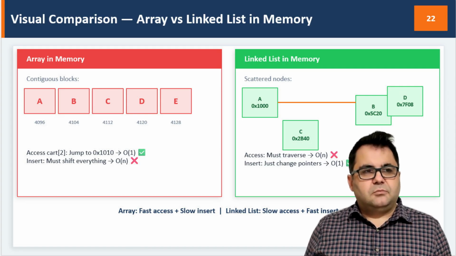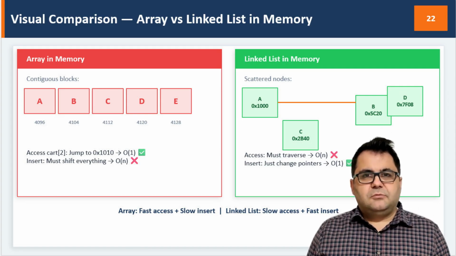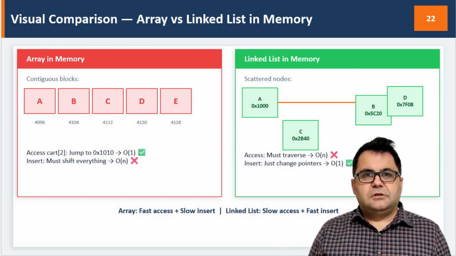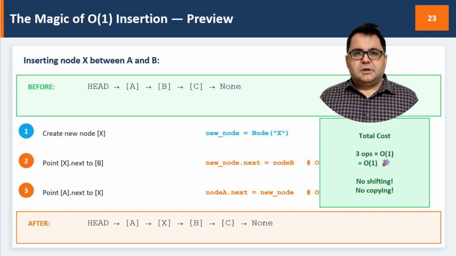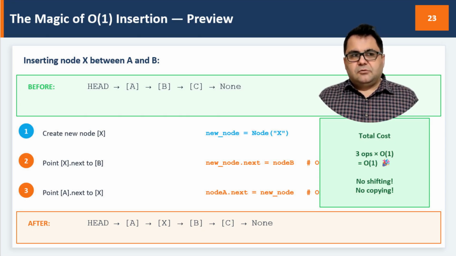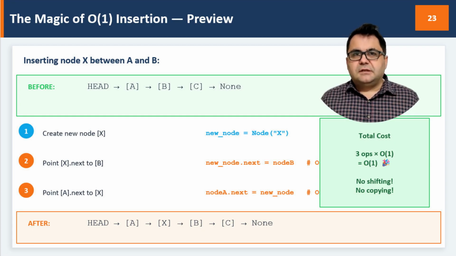For a shopping cart where users constantly add and remove items but rarely access the fifth item in the cart, linked list wins. Here's a preview of the magic O(1) insertion. Let's insert node X between A and B. Before, head points to A points to B points to C.